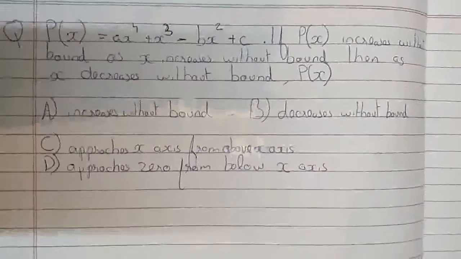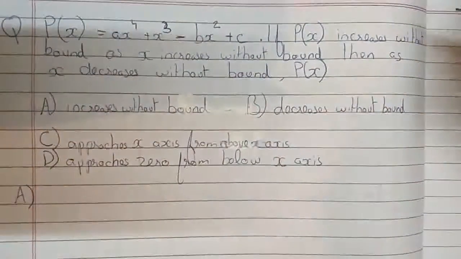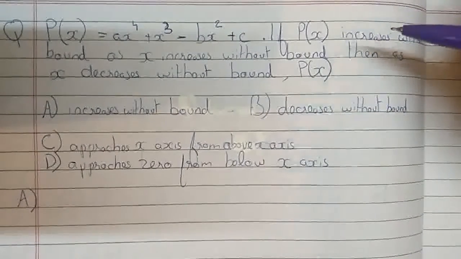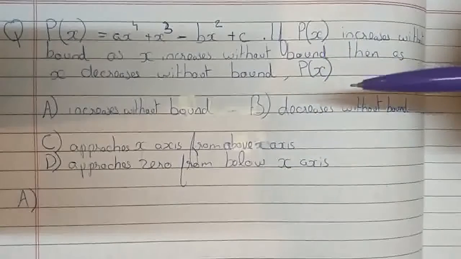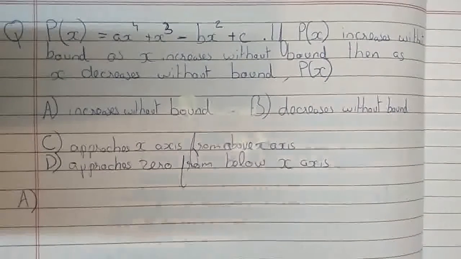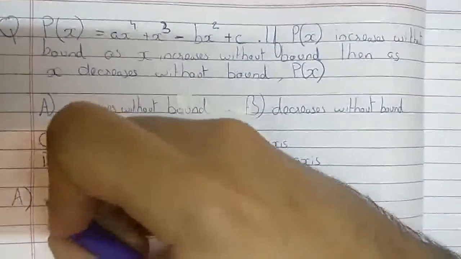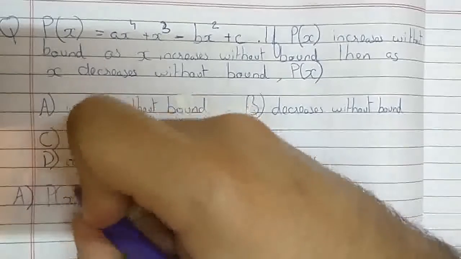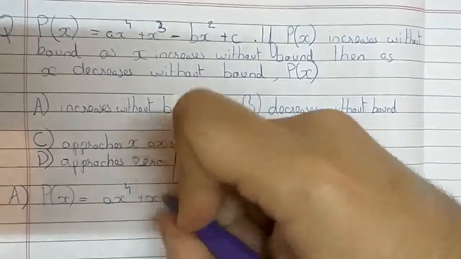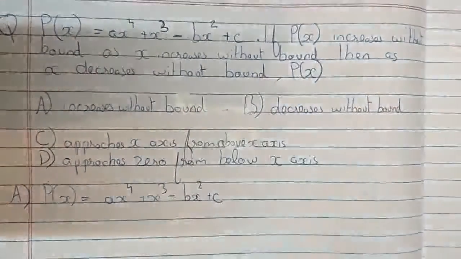So firstly, it might be tempting to say that as x increases without bound, p of x increases without bound, so if x is decreasing without bound, p of x must also decrease. But that is actually not the right way to think of it. Let us first start off with this function p of x equal to ax to the power 4 plus x cube minus bx square plus c.